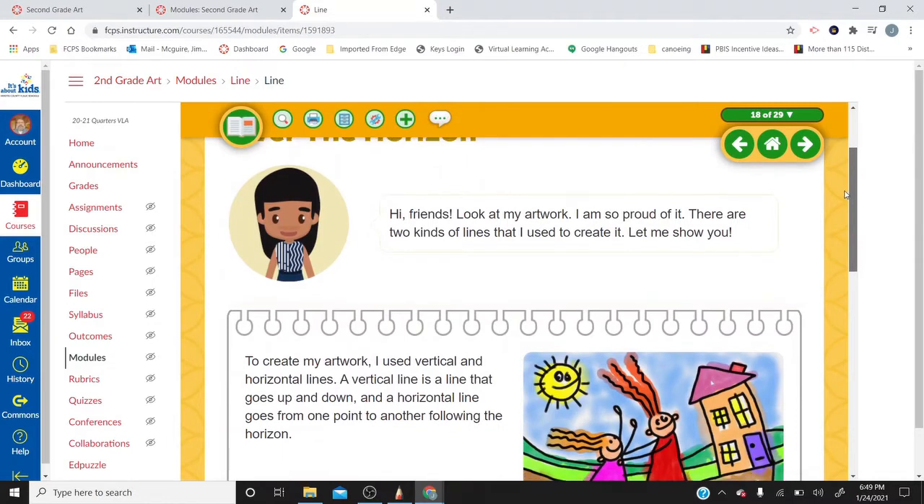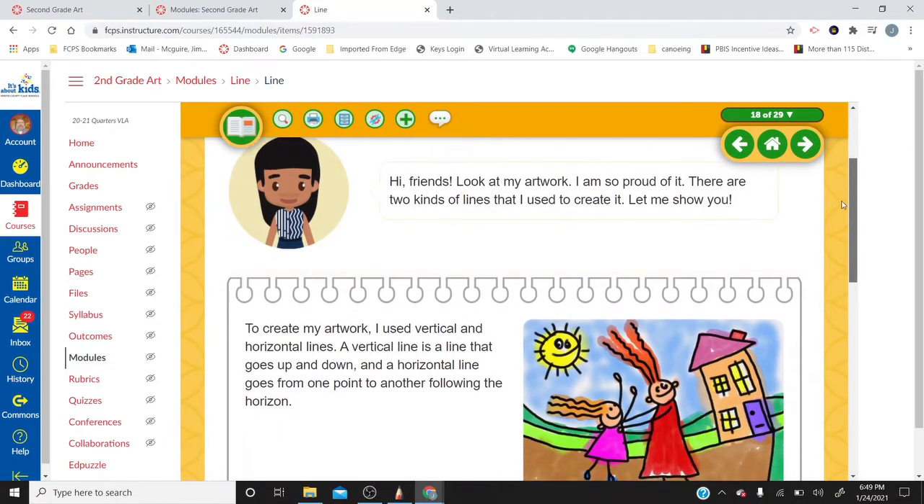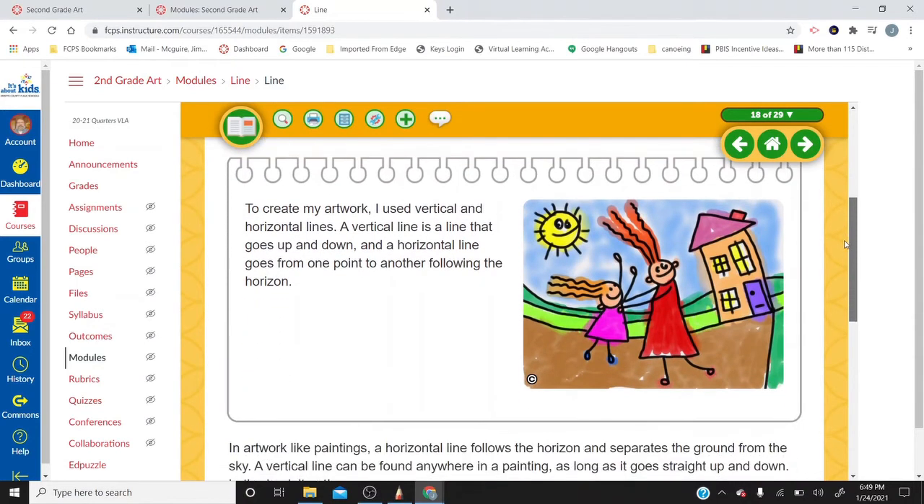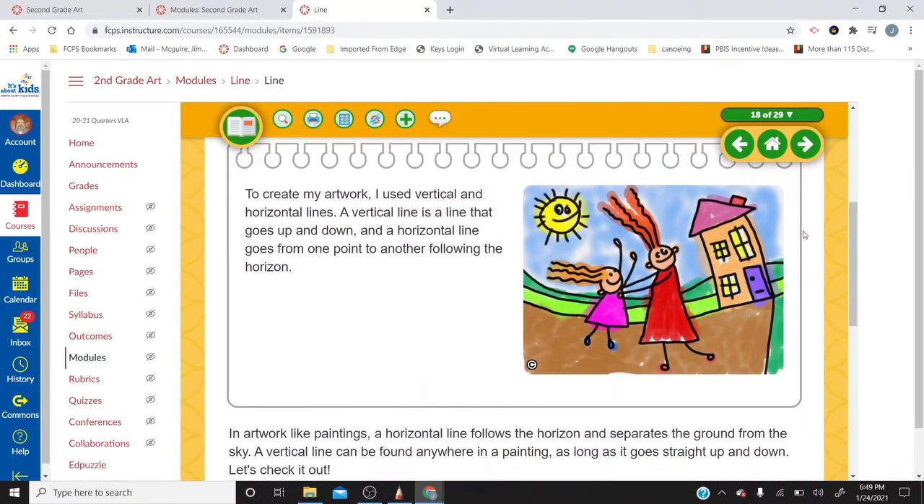Hi, friends. Take a look at my artwork. So proud of it. There are two kinds of lines that I use to create it. Let me show you. We can look, and there are two types of lines in particular. We see these horizontal lines, lines that go left to right, side to side. And then we see lots of vertical lines, lines like this. Vertical lines are lines that go up and down. This is a vertical line.